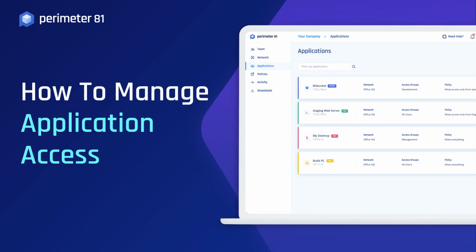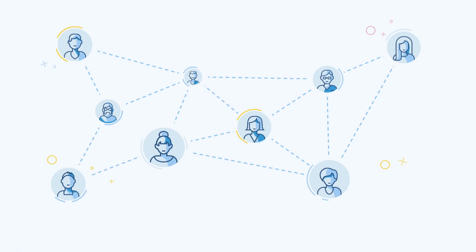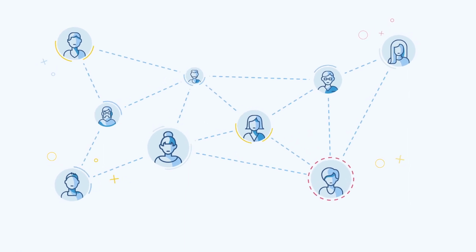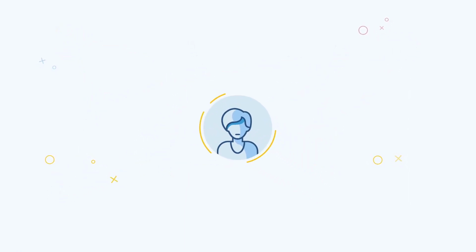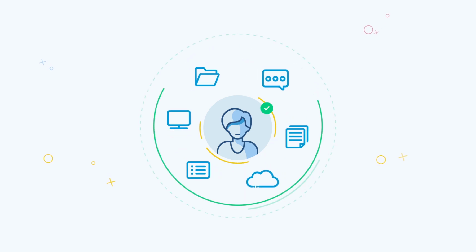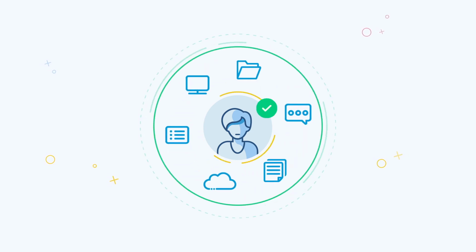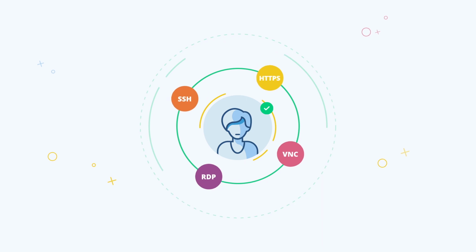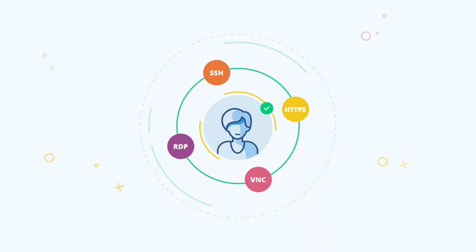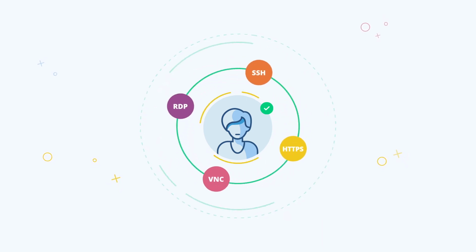Meet Perimeter 81's Zero Trust Application Access, the cutting-edge solution that allows organizations to provide their workforce with secured, zero-trust access to popular web applications without an agent. Based on customized protocols, organizations can deploy four types of application access to their workforce.